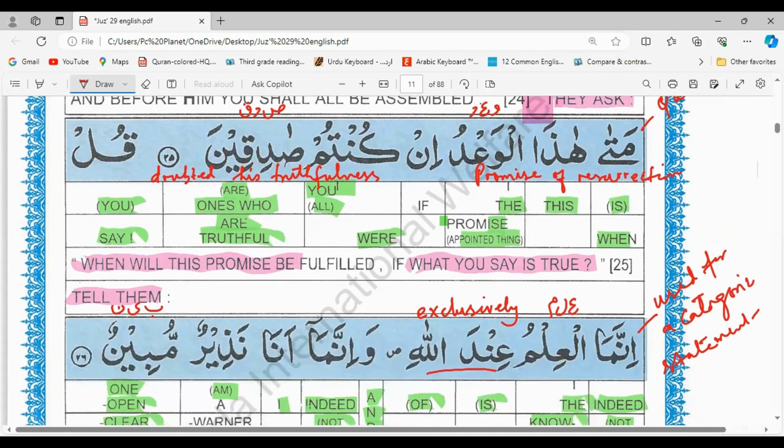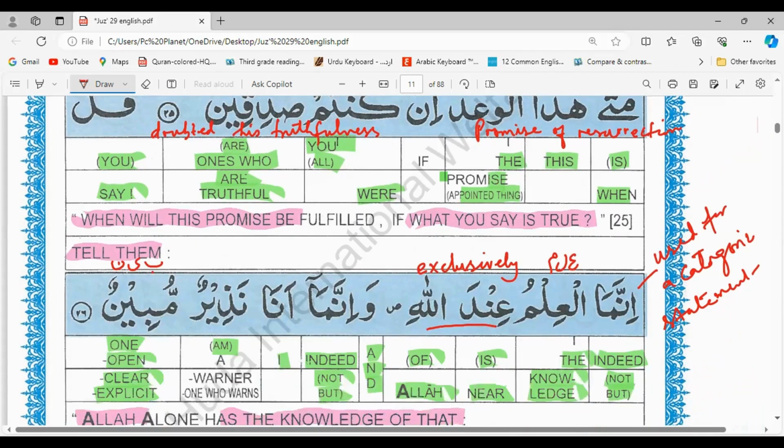Qul, say, innama. Innama is a very special word, and it is used when you have to say something categorically, when you have to make a categoric statement that has no exception at all. In Arabic, this word is used for that. So it is used to make a statement categoric. Innama, indeed, nothing but, means only this is actually the case. There's nothing besides. There is no other situation but only this one.